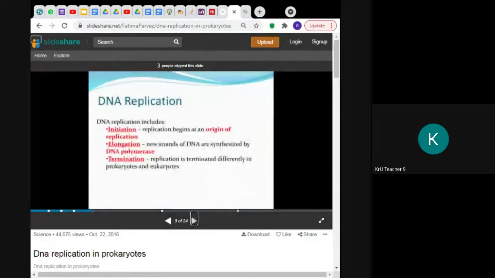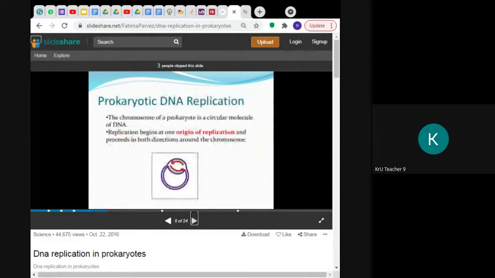The mechanism of DNA replication includes three major steps: initiation, elongation, and termination. Initiation: replication begins at the origin of replication, called the ori site. Elongation: the two new strands of DNA are synthesized by DNA polymerase. And termination: replication is terminated differently in prokaryotes and eukaryotes.